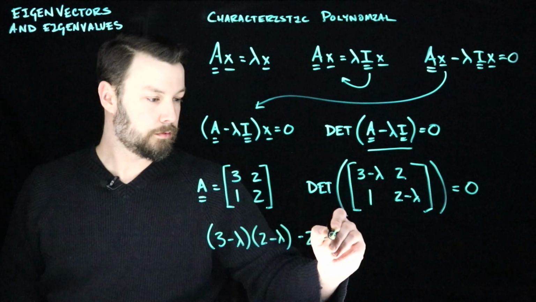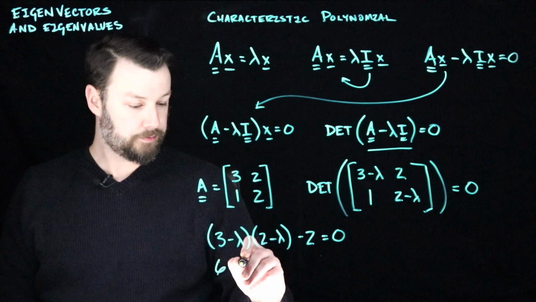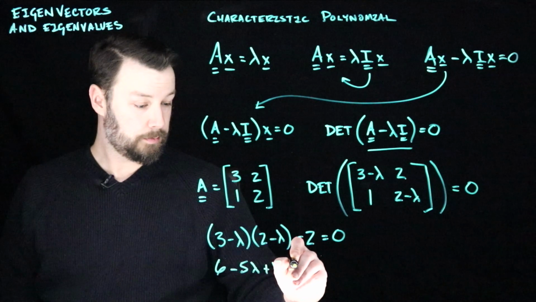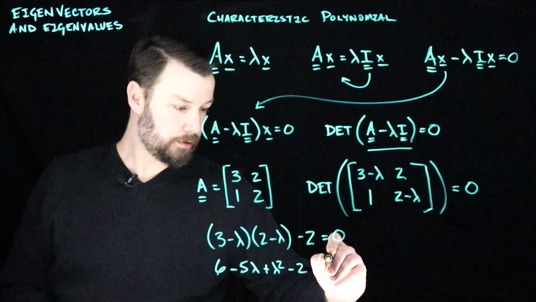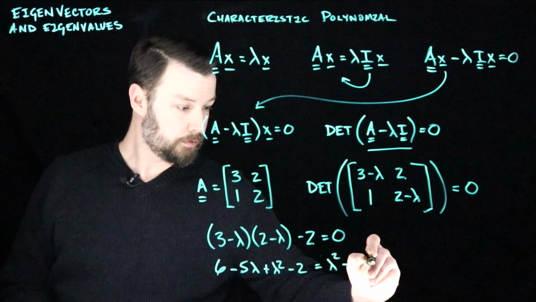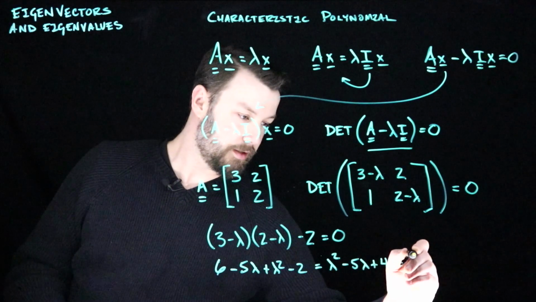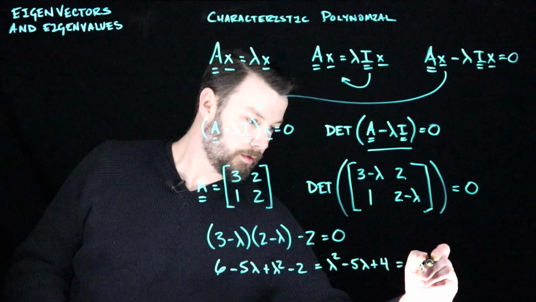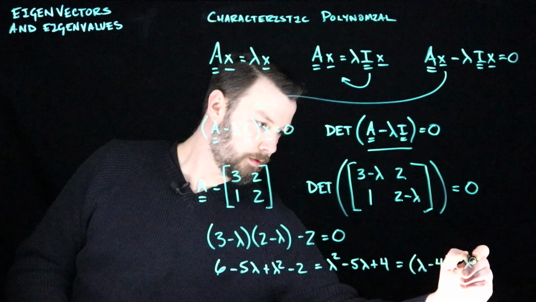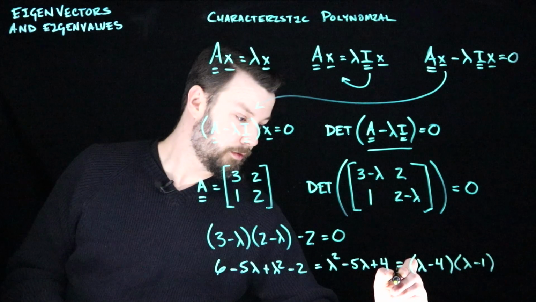equals 0. Writing this out further, we get 6 minus 5 lambda plus lambda squared minus 2. So put another way, we get lambda squared minus 5 lambda plus 4. So we could write this out as lambda minus 4, lambda minus 1. And of course, the zeros of that are going to be 4 and 1.